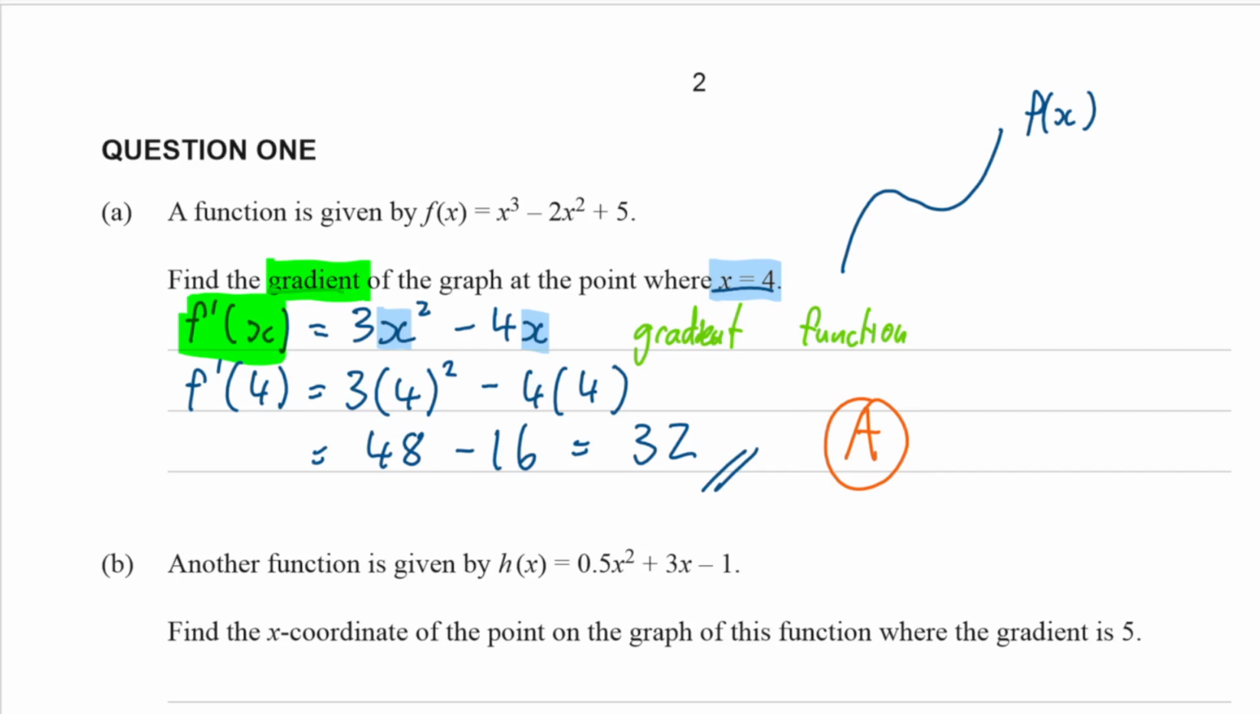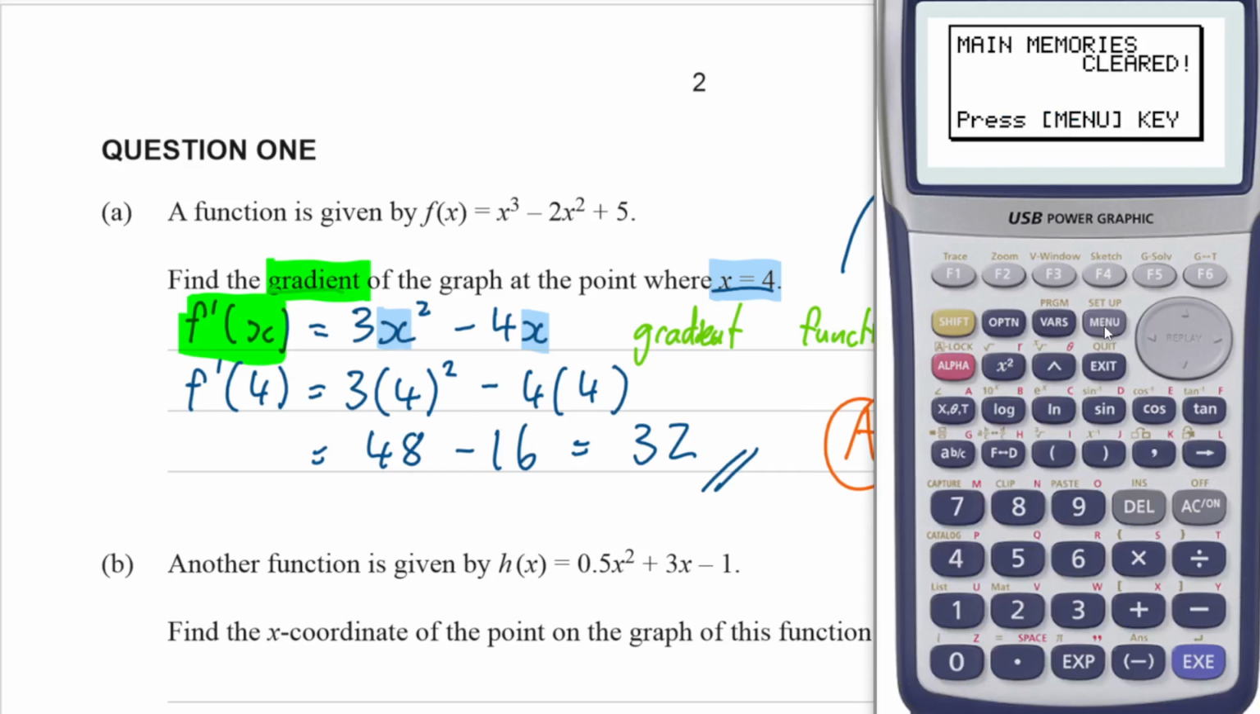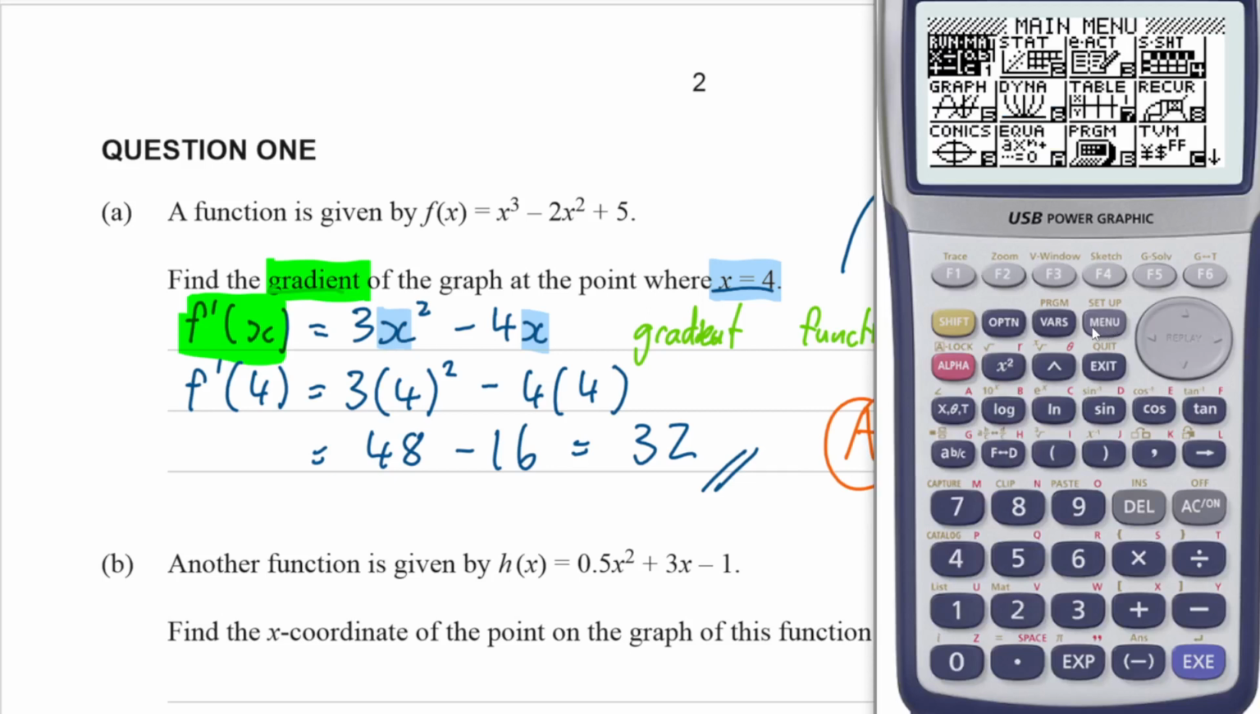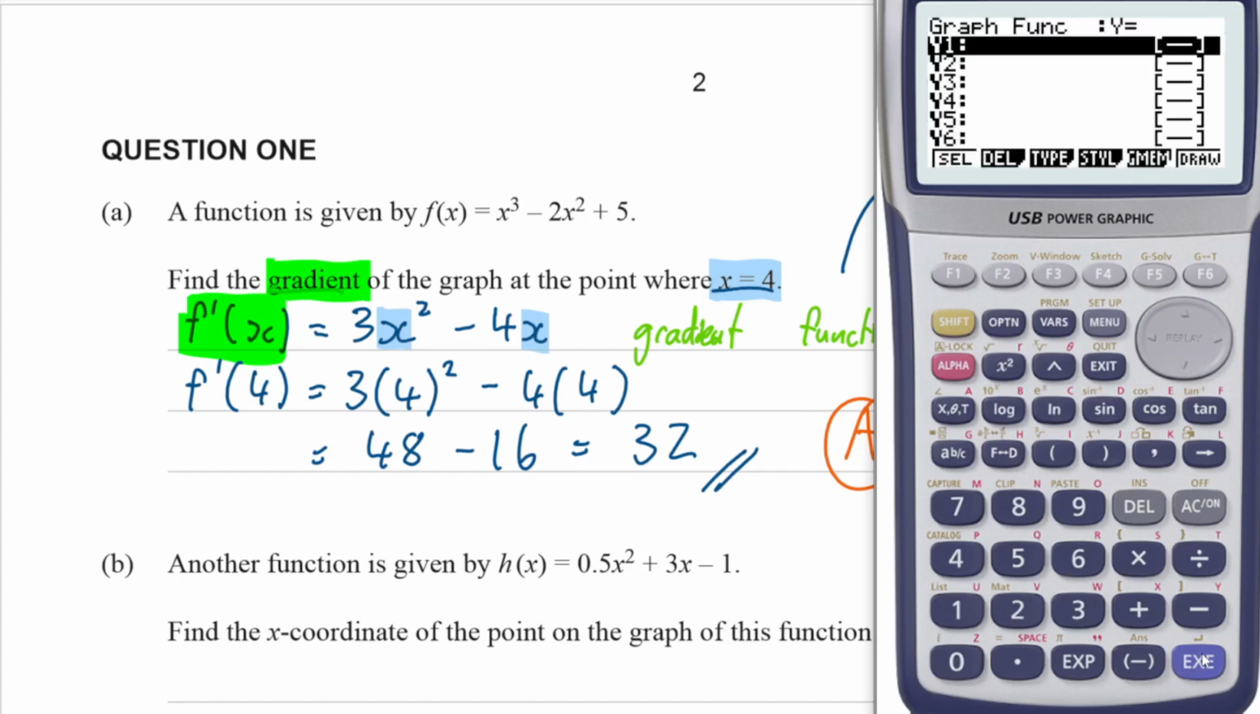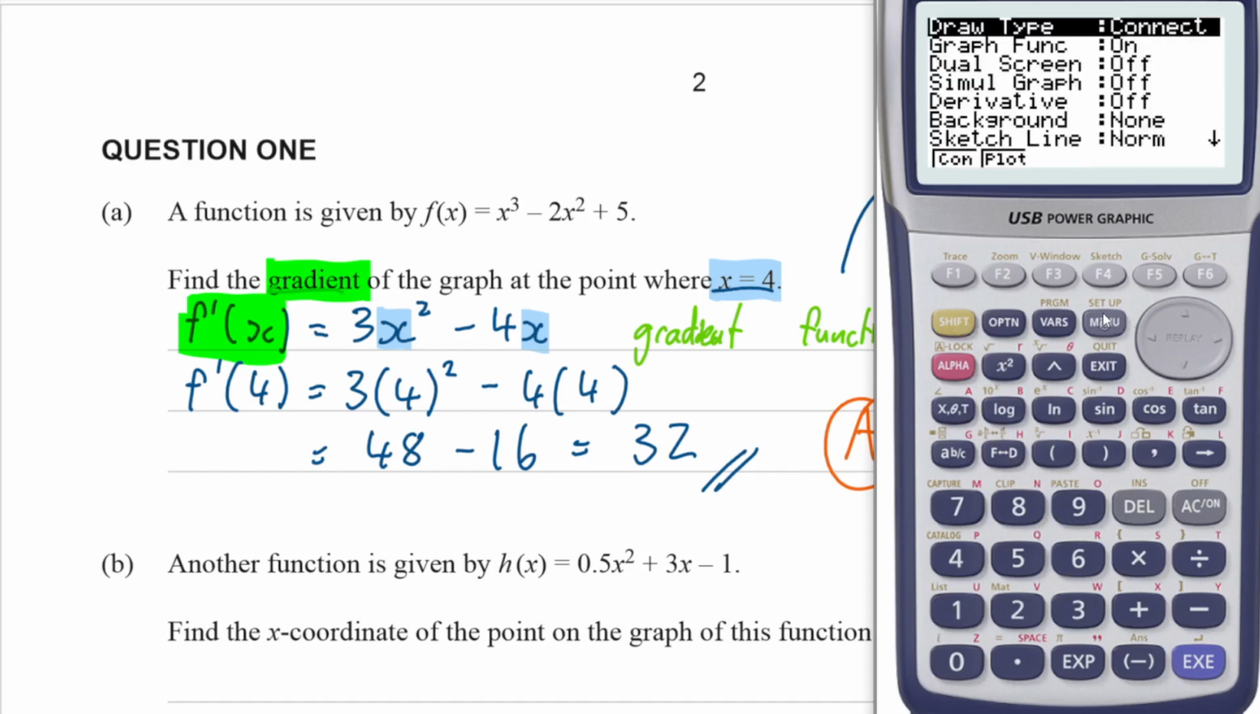So I mean that's the question done, but I'll show you how you can do it on your calculator as well. This is more to check. Do show your calculus working for the calculus paper. But you can go to graph. You do need to turn this setting on though, so it's shift menu to get to setup, and you go down to derivative and turn derivative on.